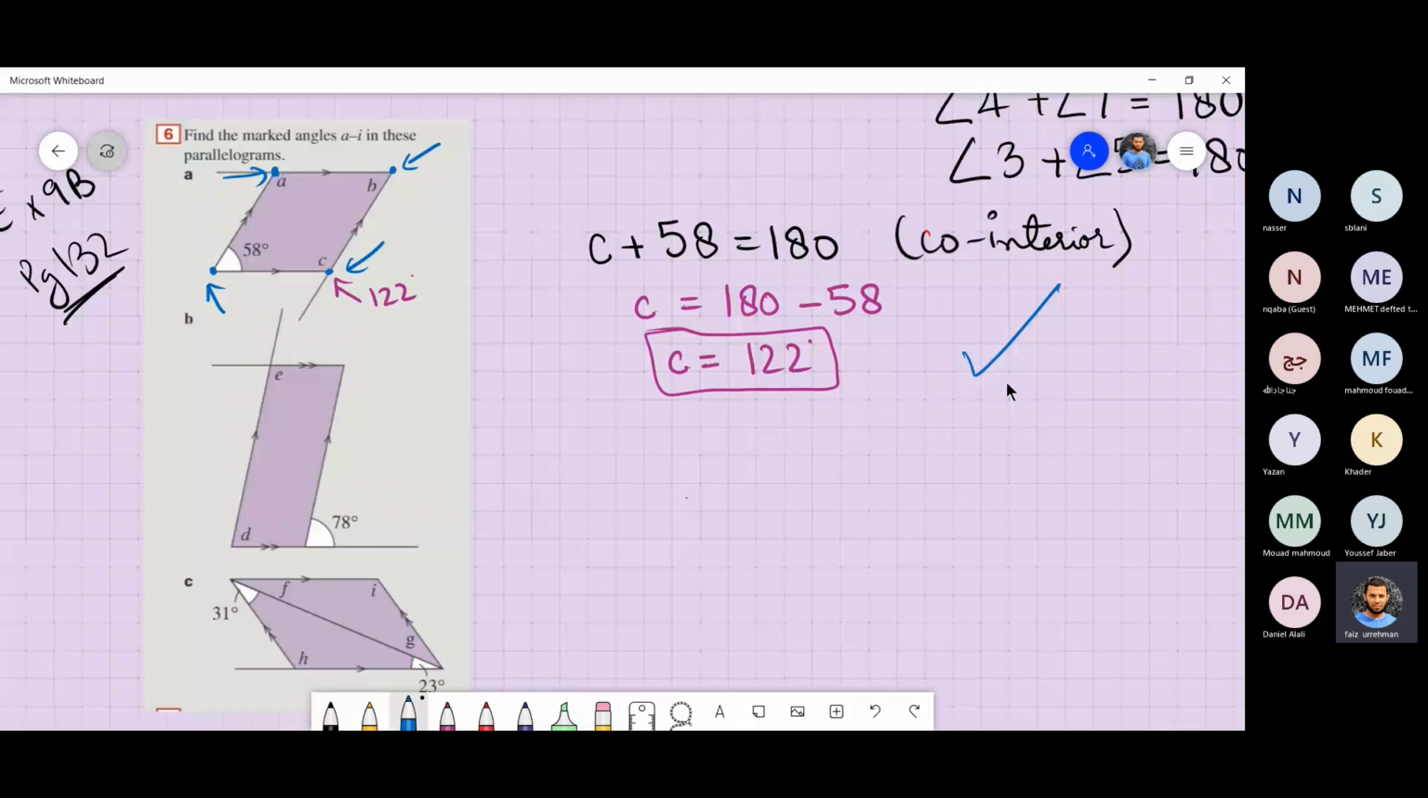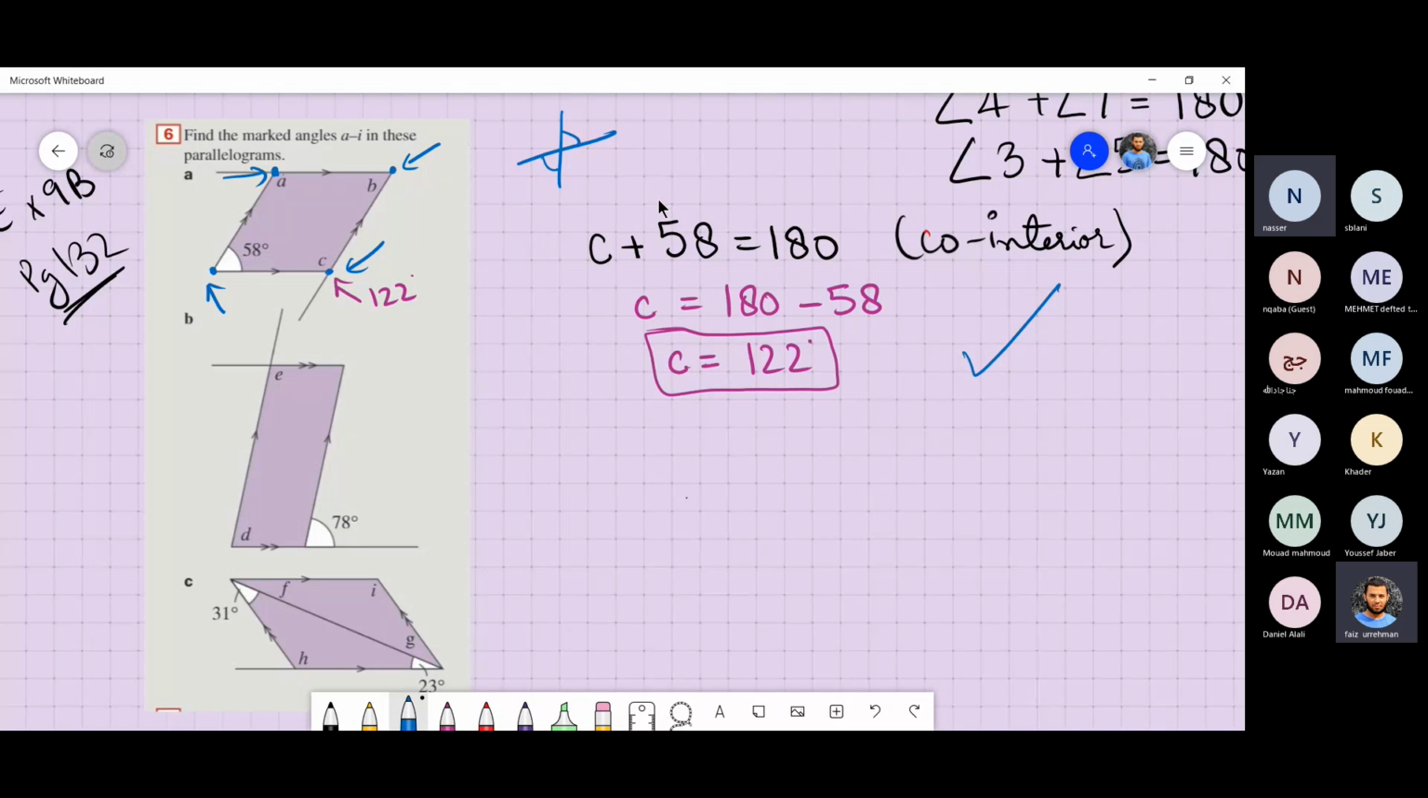Which angle can we find now? A, B, C, which one can we find? A and C we already found. A and B, which one can we find first? A. By which property? Vertically opposite? No, not vertically opposite. How is vertically opposite coming now? Vertically opposite is like the letter X. Can you see an X in this diagram?